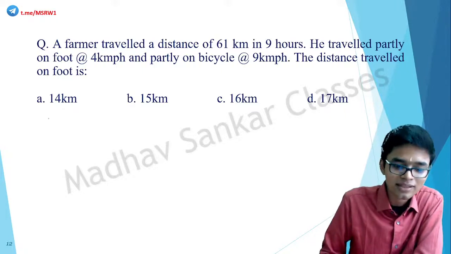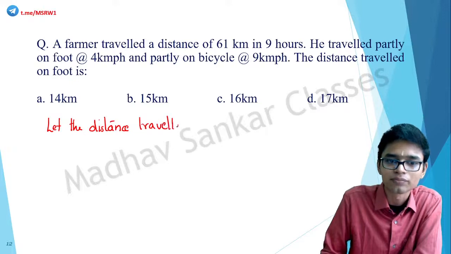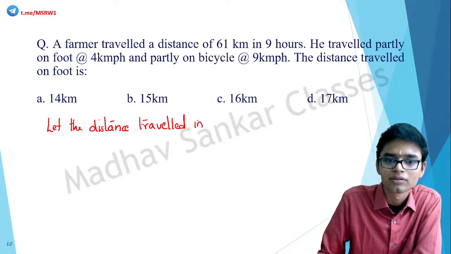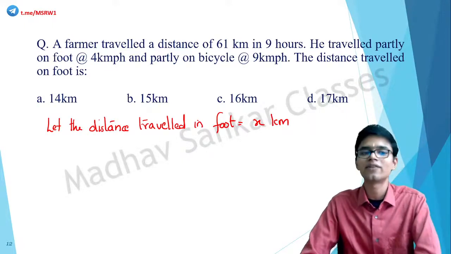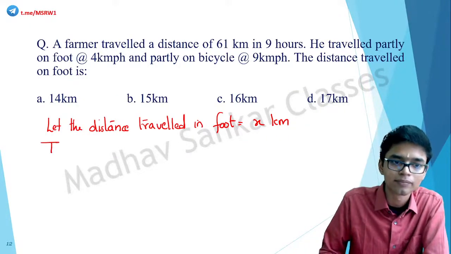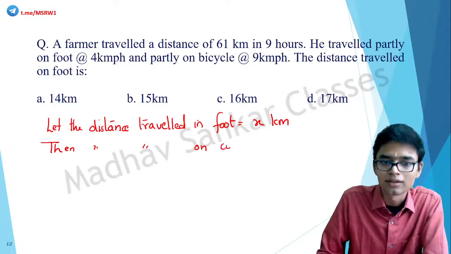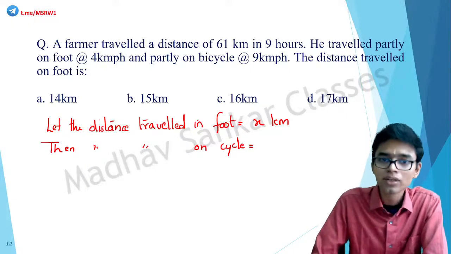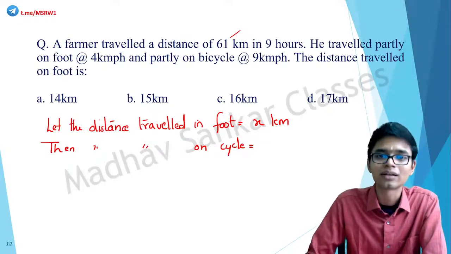Let's do. So let the distance, okay, we are assuming that the distance traveled by foot is equal to x kilometers. That is the question. Okay, the distance traveled on foot. That is what we have to find. And we are assuming that to be x kilometers. Then the distance traveled on cycle is equal to how much? Total it is 61 kilometers. So if on foot you have traveled x kilometers, then the distance traveled by cycle is the remaining distance, correct? That is 61 minus x.